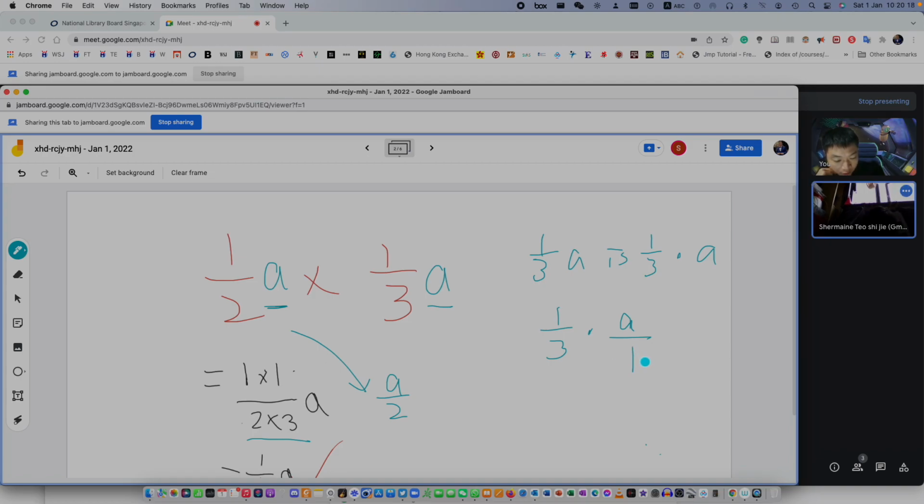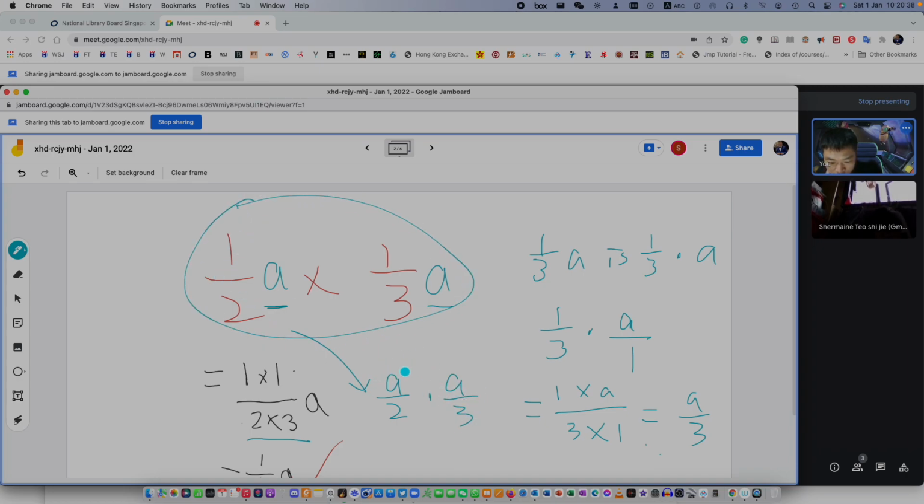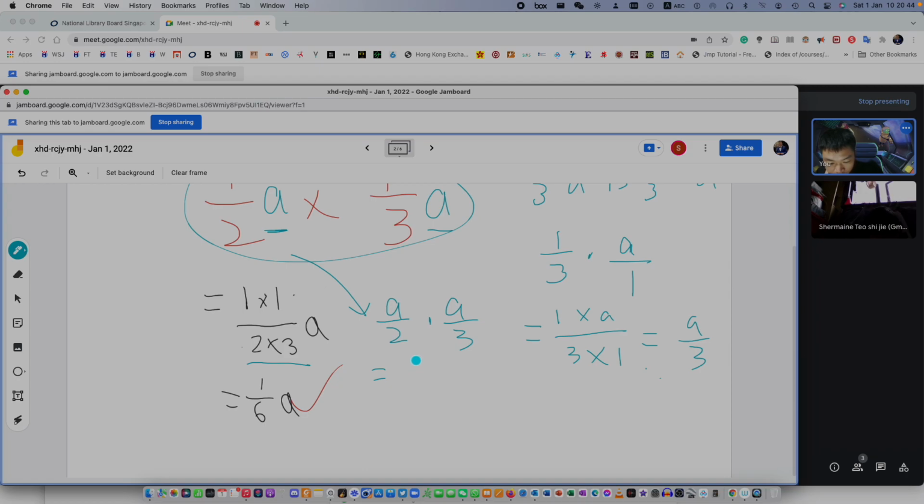Am I right? Yeah. So if you have 1/3 times A is 1/3 times A over 1, you just use the technique for multiplication, times the numerator together, times the denominator together, then you will get A over 3. Are you clear? Yeah. So this is A over 3. So once you transform this question into A over 2 times A over 3, you will realize that A times A above, 2 times 3 below. So you will end up with A squared on top. A times A is A squared. Okay? A times A is A squared.